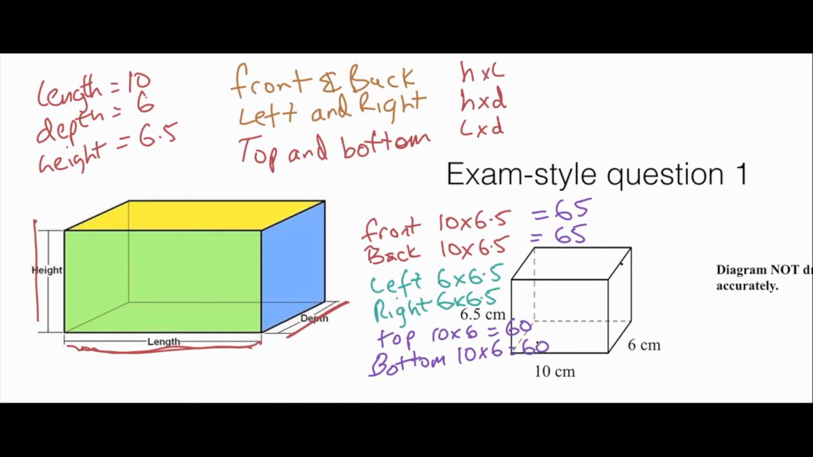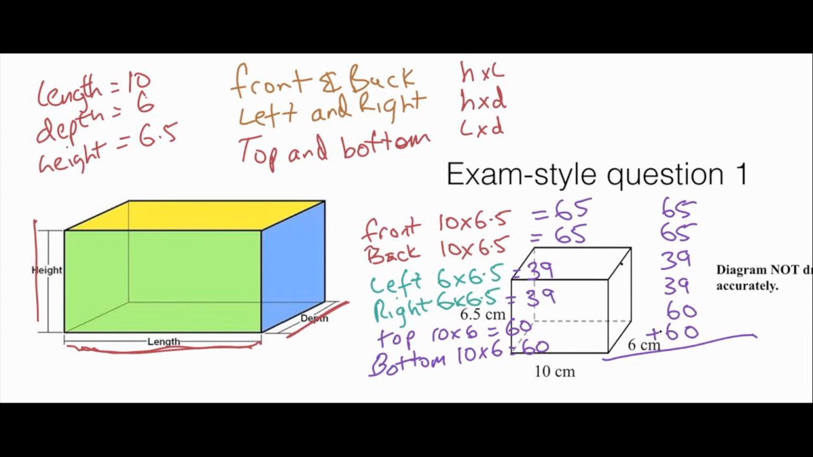And then I've got 6 times 6.5. Well, 6 times 6 is going to give me 36, and then half of 6 is 3, so I've got 39. Now I've got my 6 sides calculated. All I need to do is add them together. So I could list them: 39, 39, 60, 60, and add those together.